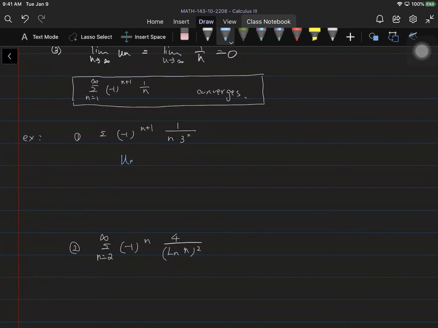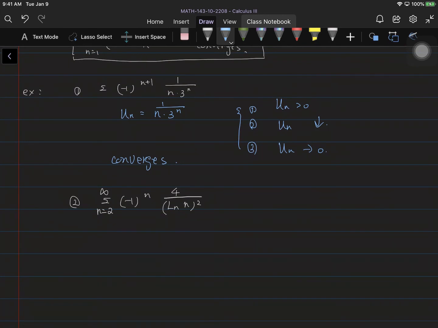The first one, we need to find our un, and then tell whether un satisfies those 3 conditions. The first one, un positive. Yes, because n is positive, 3 to the n is positive. Is this decreasing? Yes, it's decreasing. And what's the limit? It goes to 0. So actually this series converges.